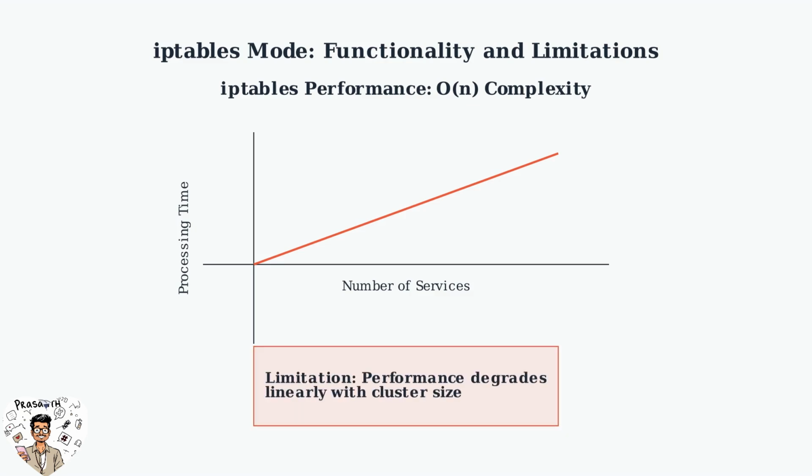These characteristics make Iptables mode mature and stable for smaller clusters, but increasingly problematic for large-scale deployments. The linear performance degradation becomes a significant bottleneck as Kubernetes clusters scale to thousands of services and pods. Understanding these limitations of Iptables mode is crucial for making informed decisions about Kubernetes networking architecture in production environments.